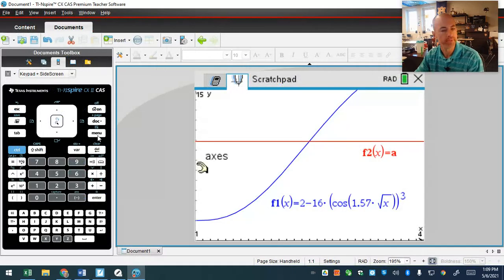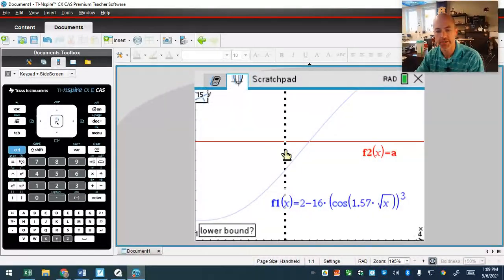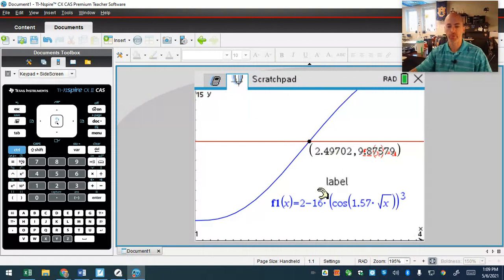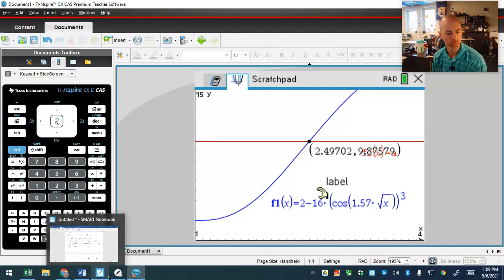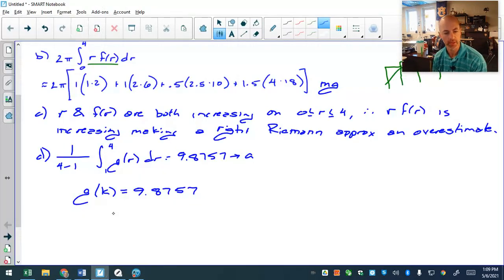Whoops. All right, so menu, analyze, intersection, and 2.497 would be the value of k for which g of k equals its average value on 1 to 4. And so there is question number 1 of the 2021 AP AB exam.